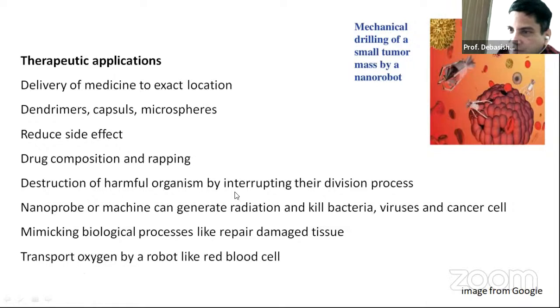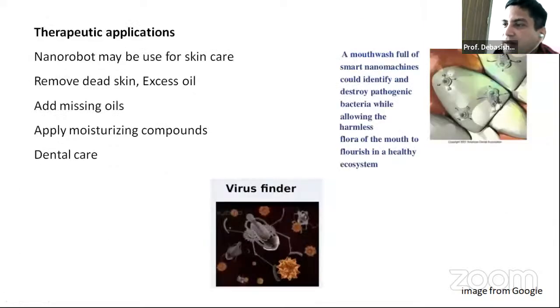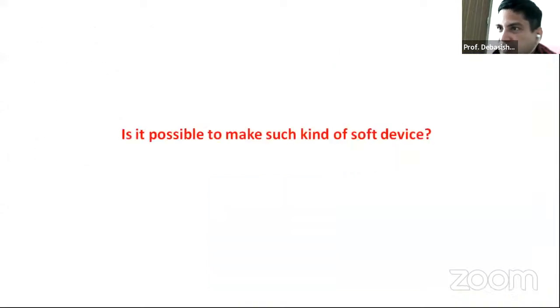And I have already discussed earlier the transport of oxygen by red blood cells. Okay, and there also we can apply this system for therapeutic purposes, like removal of dead skin, or excess oil for skin care, or apply for moisturizing compounds, dental care. So we can utilize this kind of system, biology adaptive system.